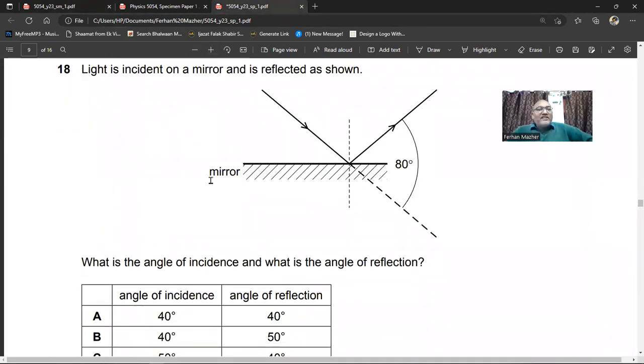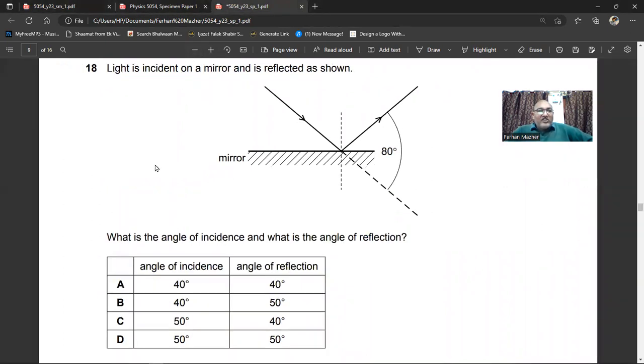Okay, so we are going to the next question, and the next question is 18. Question number 18. A light is incident on a mirror and is reflected as shown. Okay, so the light, this is the incident ray, this is the reflected ray, this is the normal, this is the mirror. And they have prolonged the incident ray. So this will be a straight line, okay? What is the angle of incidence and what is the angle of reflection? You know, this will be the angle of incidence, this will be the angle of reflection. And this whole angle is 80 degrees.